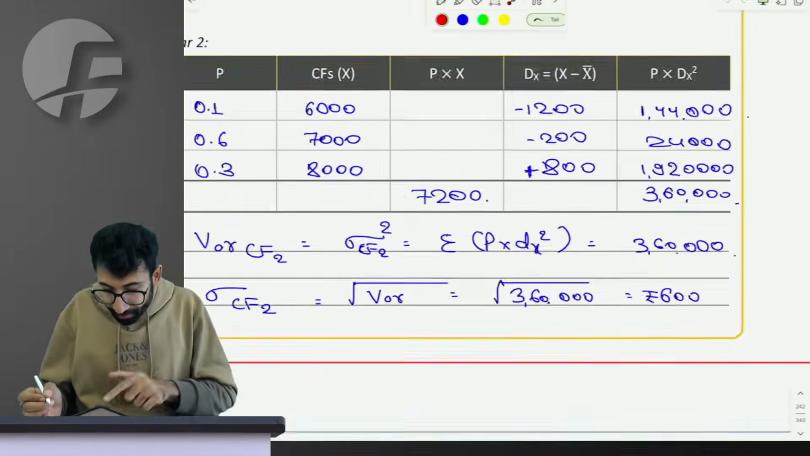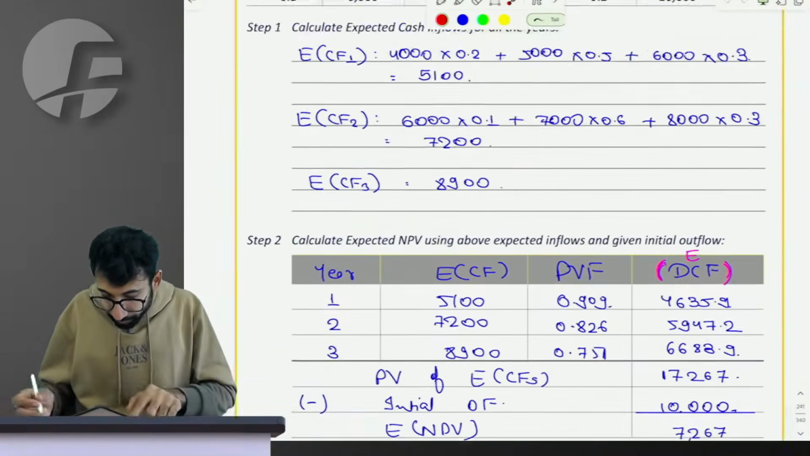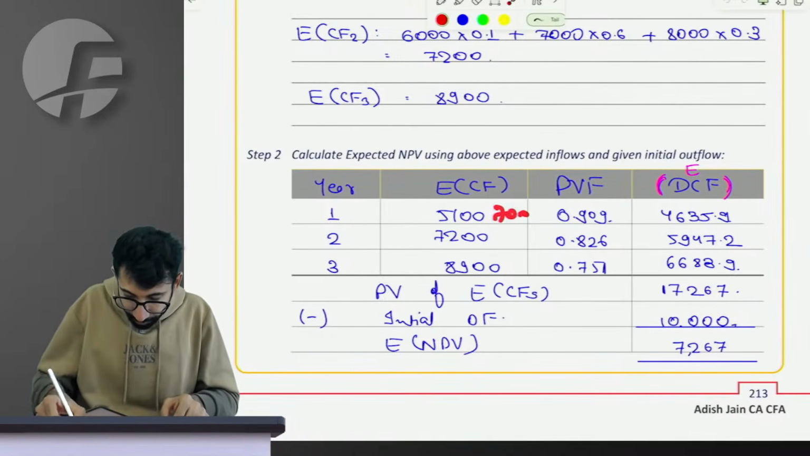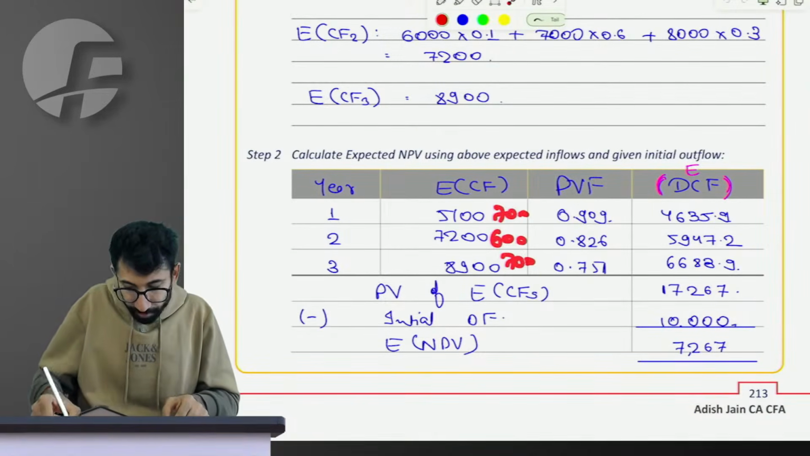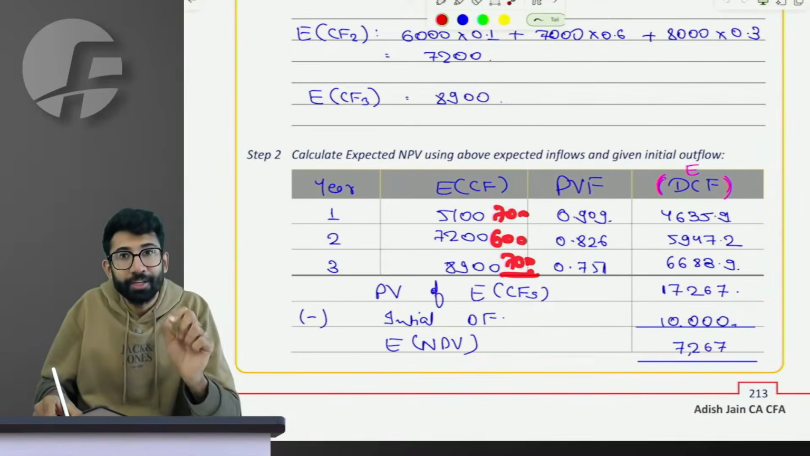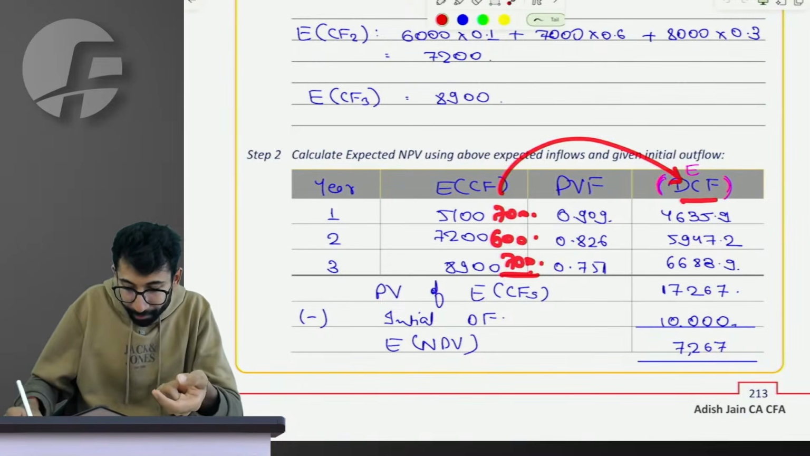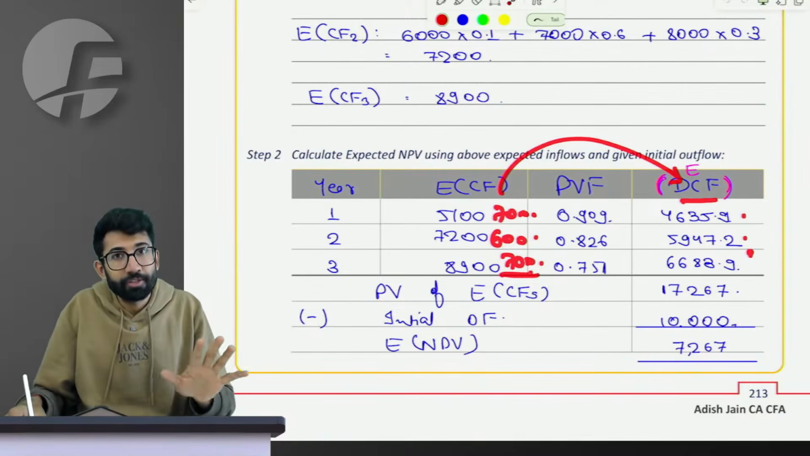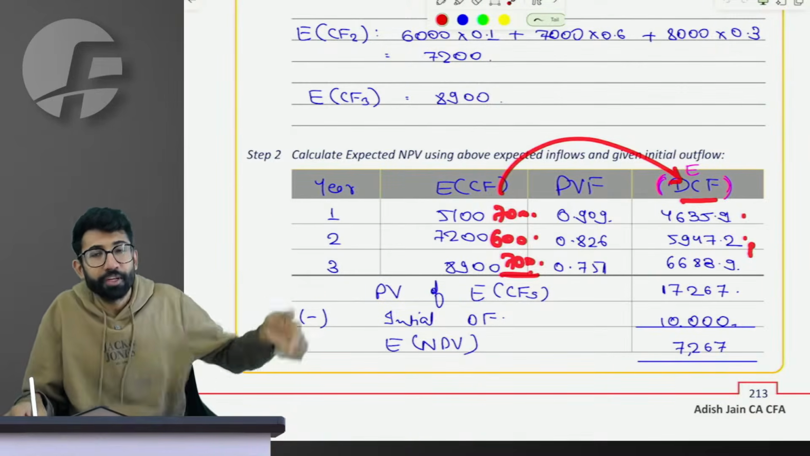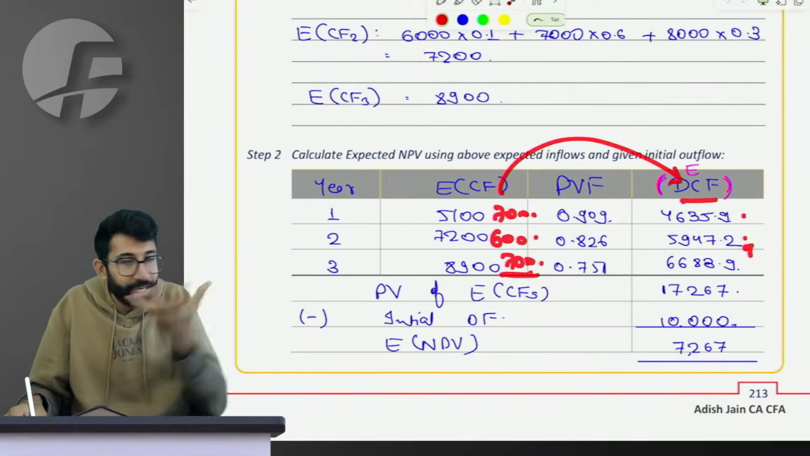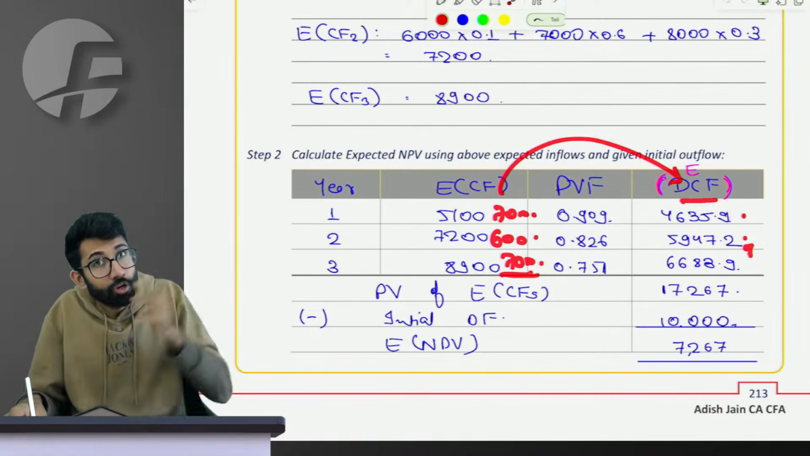If my cash flows deviate by 700, 600 and 700, do you agree the impact on the NPV of those deviations will not be the same? The impact on the NPV will be the present value of those deviations, because at the end of the third year, if a cash flow deviated by 700, in today's terms the deviation will not be that.